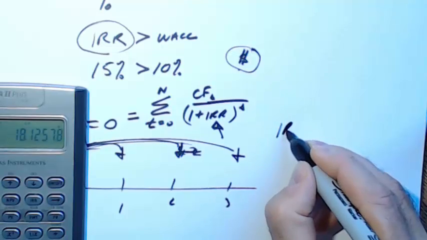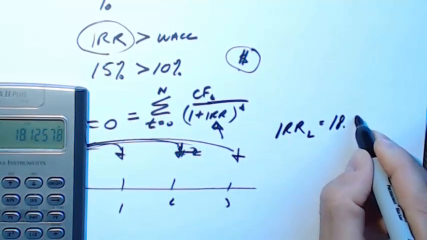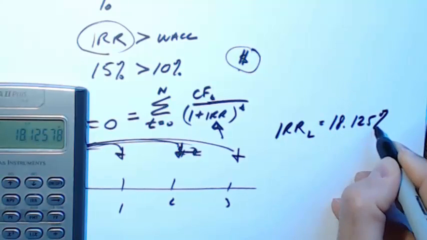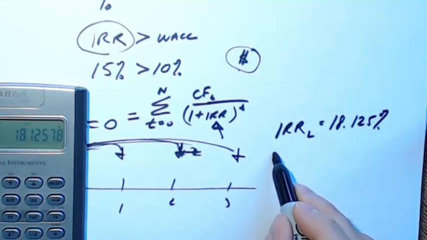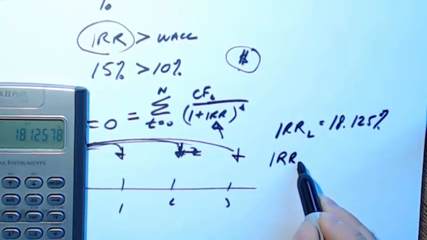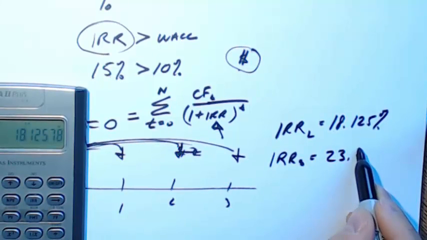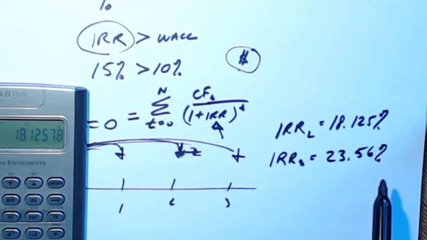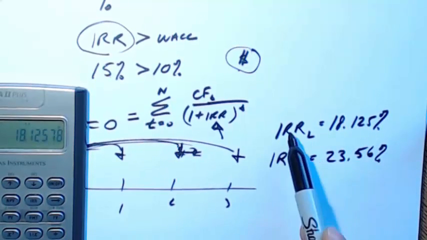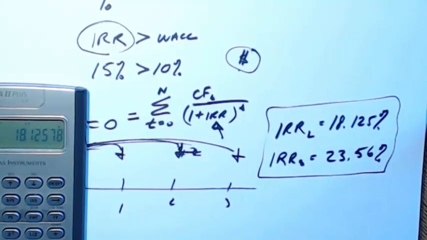The IRR for Project L turns out to be 18.125%. And if you did the same thing and put in Project S, the internal rate of return for Project S would be 23.56. So here are their two internal rates of return. And now we have to ask ourselves, which projects do we accept and which ones don't we?